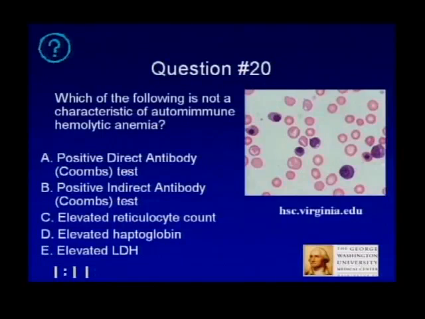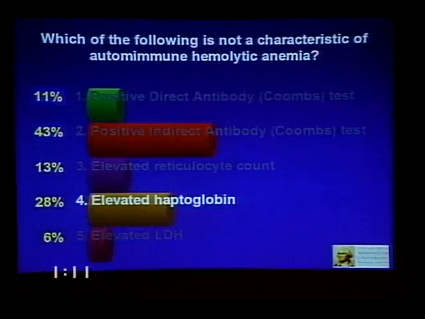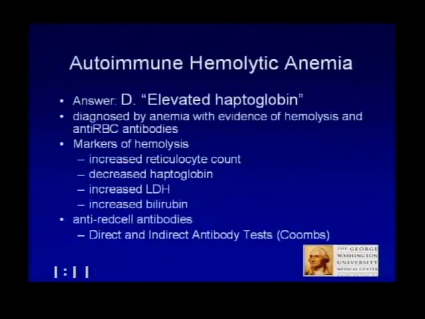Okay, let's vote. Elevated haptoglobin is the right answer. In patients with autoimmune hemolytic anemia, the haptoglobin will usually decrease. And you get all the markers of anti-red cell antibodies. You get both a direct and an indirect antibody test, which are renamed from the Coombs tests. You will see an increased reticulocyte, a decreased haptoglobin, an increase in LDH, and often an increase in bilirubin.